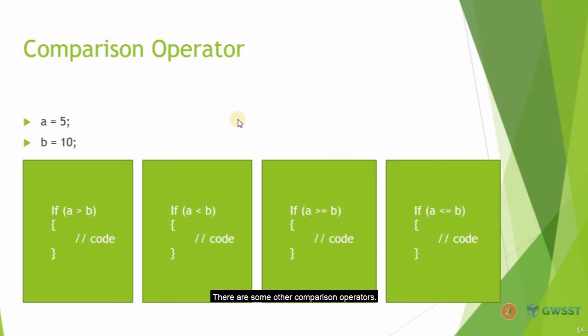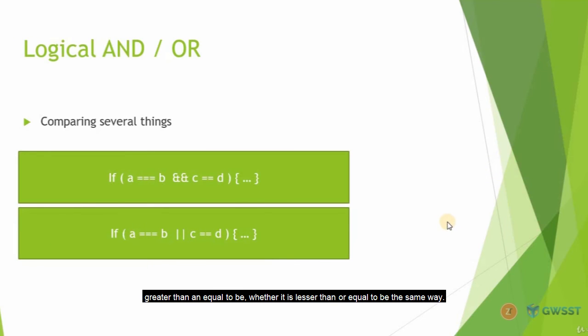There are some other comparison operators. For example, we check whether a is greater than b, whether a is lesser than b, a is greater than or equal to b, whether it is lesser than or equal to b. In the same way we have the logical AND and OR operators. Most of the time if you want to compare several things, let's just say you have around 7 to 8 different values which you want to compare, we're going to check like this.